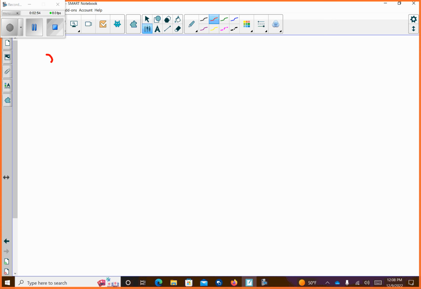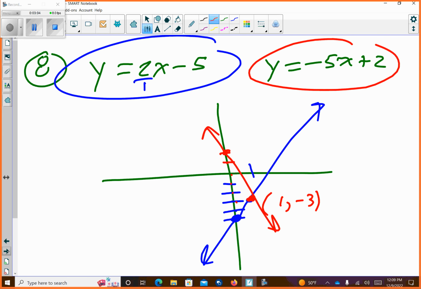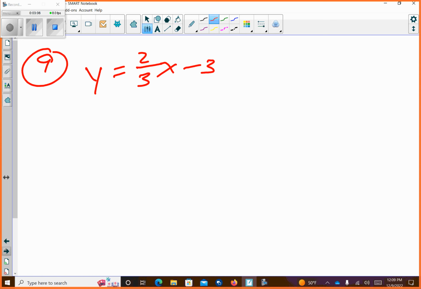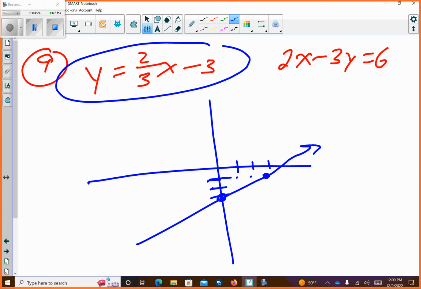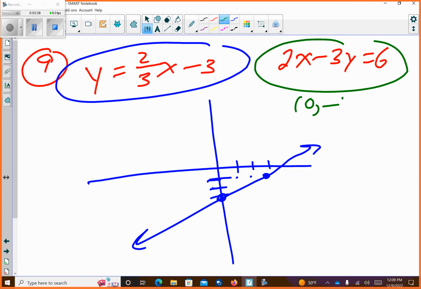Then number 9. Y equals 2/3x -3. Last coordinate was 1, -3. And then 2x -3y equals 6. Cover on the second one. Do -3. And then up 2, right 3. And definitely cover method on this one. So 0, blank, blank. Okay.